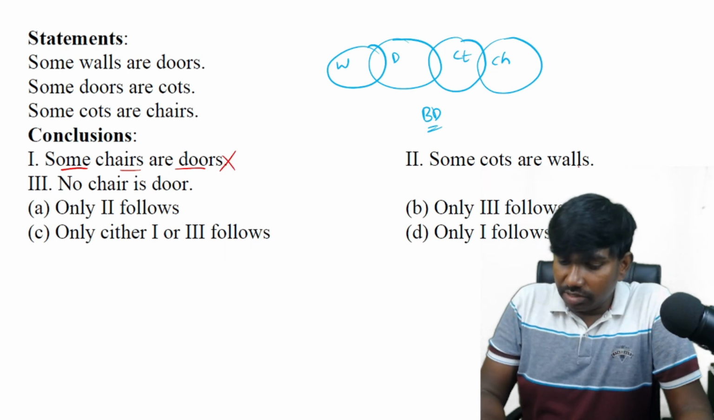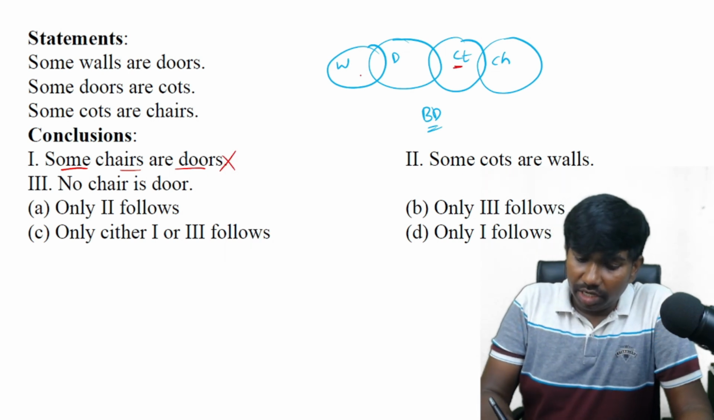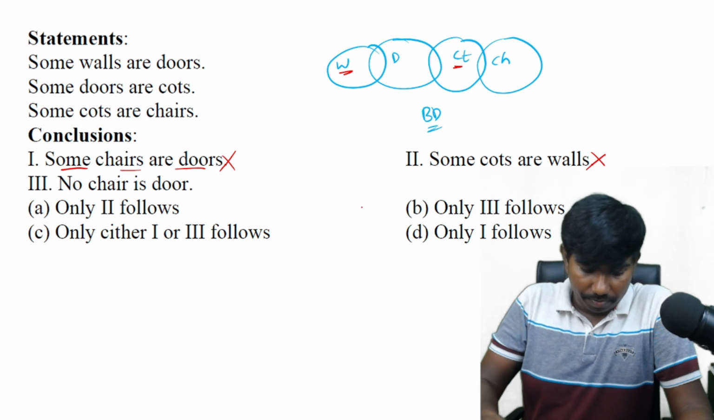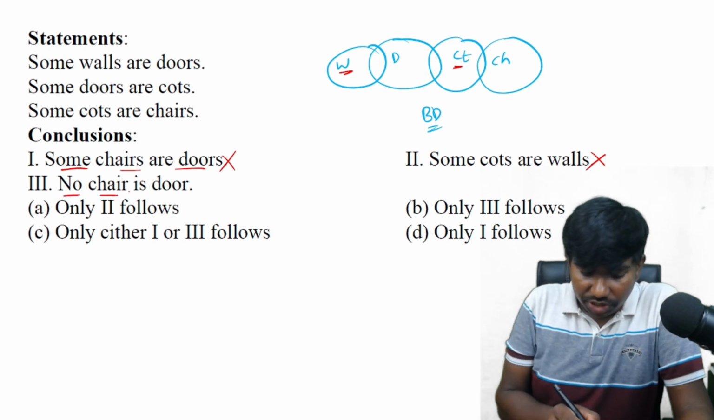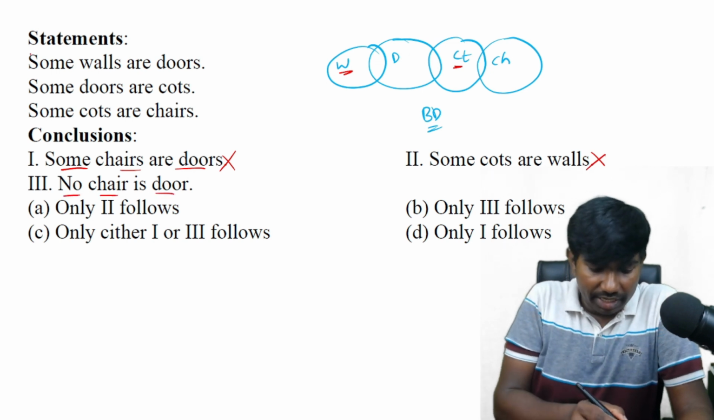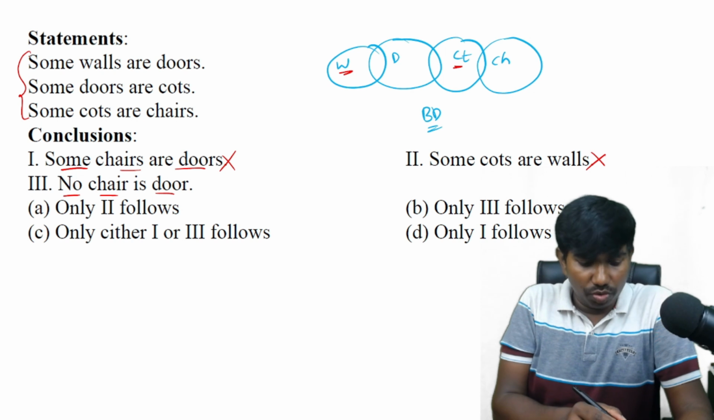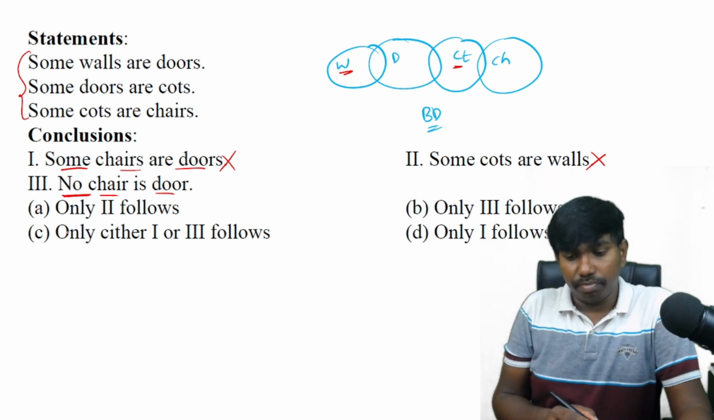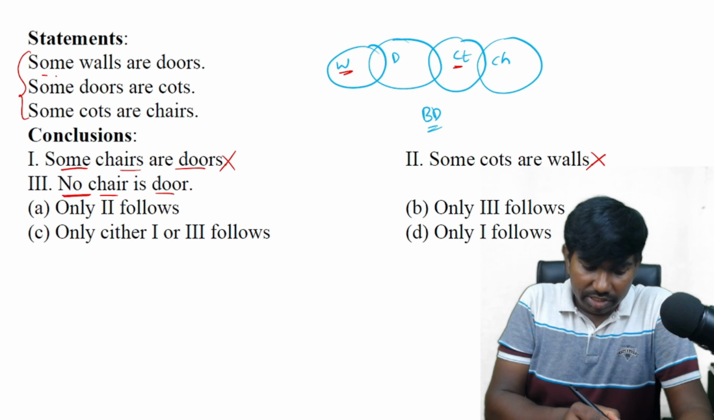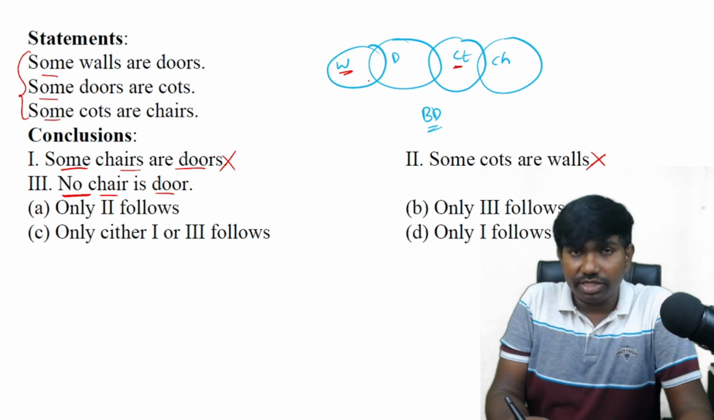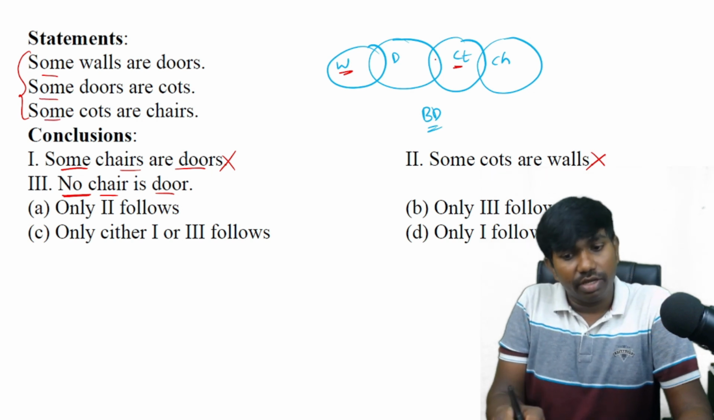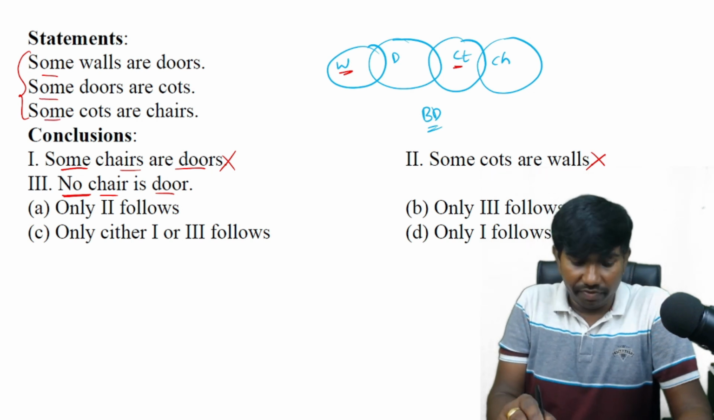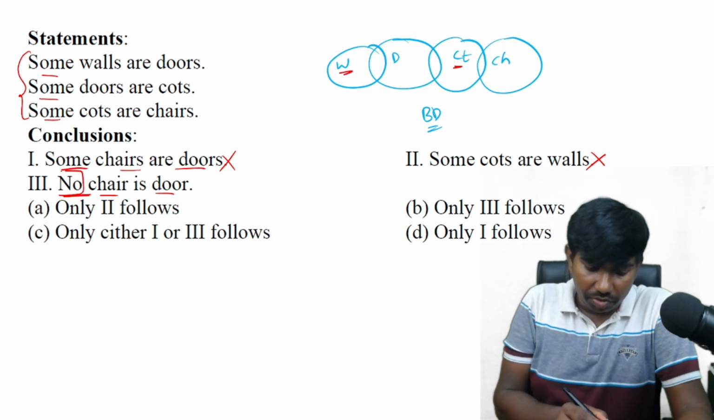Second, some cots are walls. Cot and wall also, there is no intersection. Fail. Third, no chair is door. See, is there any negativity in the statements? No, there is no negativity in the statements. So the negative conclusion fails, no? Because there is no negativity in the statements, every circle can intersect with any other circle in any way. So in intersecting in those many ways, somewhere every negative conclusion fails.